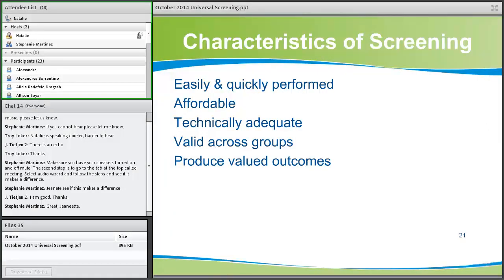All right, so some characteristics of universal social emotional screeners include that they're easy and quick. This is something that you're administering to the entire school population, so it needs to be feasible and not too time-consuming. It needs to be affordable. I have yet to hear of a school that has an abundance of funds. Technically adequate. We'll talk a little bit more about that in a moment. Also valid for the population within your school, and again, making that link to positive student outcomes and embedding it within your support system.